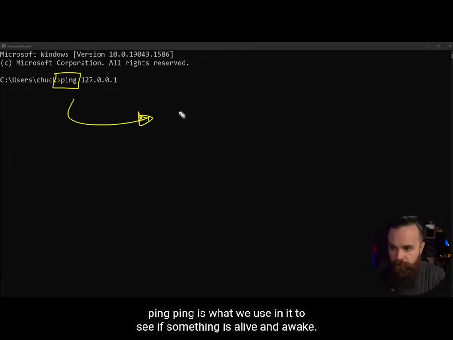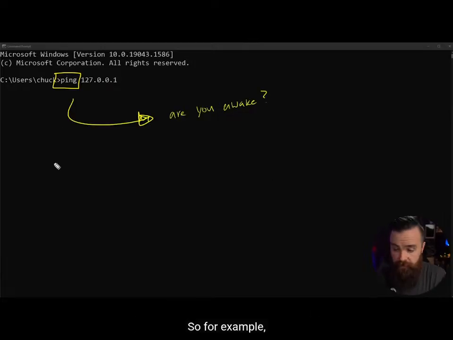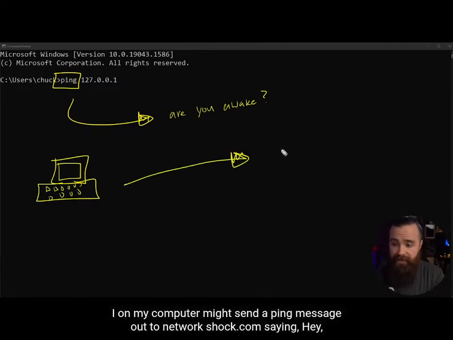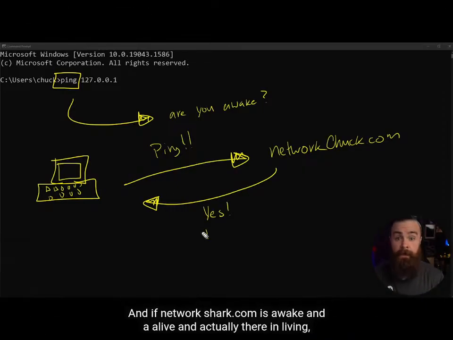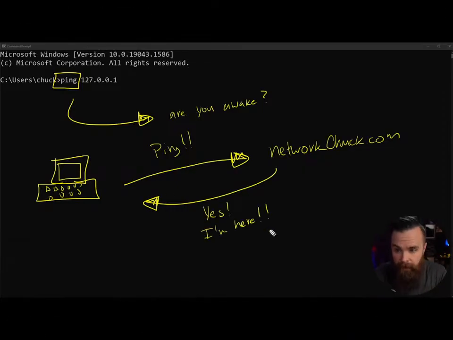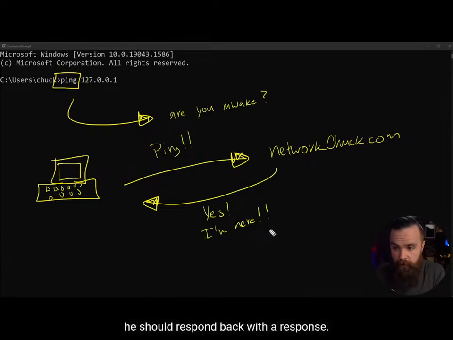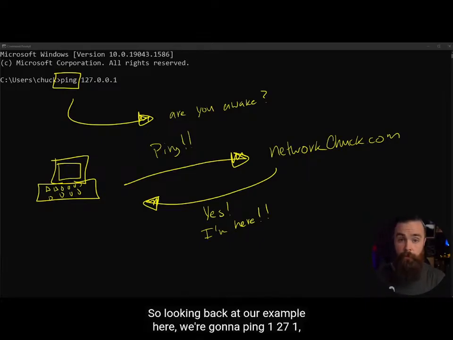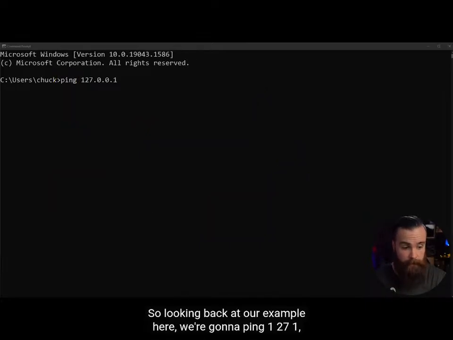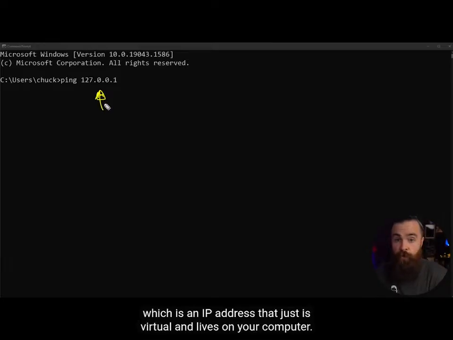Now, if you're wondering what ping is, ping is what we use in IT to see if something is alive and awake. For example, on my computer, I might send a ping message out to networkchuck.com saying, hey, are you awake? And if networkchuck.com is alive and actually there, he should respond back. It is by far the most common troubleshooting tool you'll ever use in IT. So we're going to ping 127.0.0.1, which is an IP address that is virtual and lives on your computer.